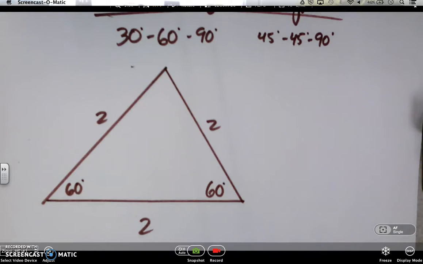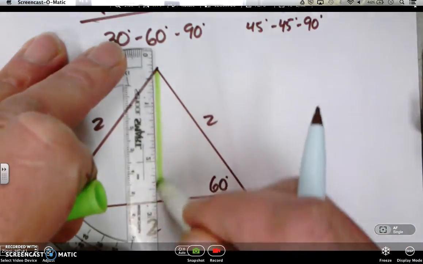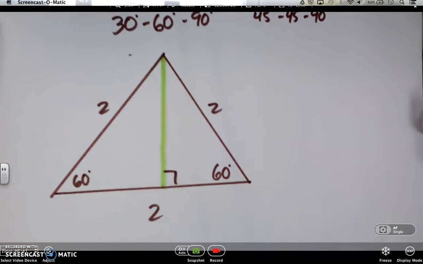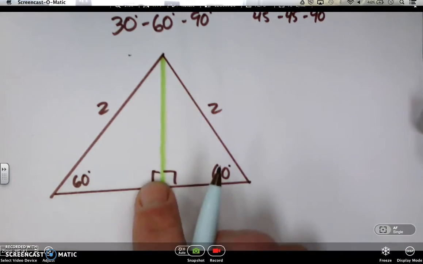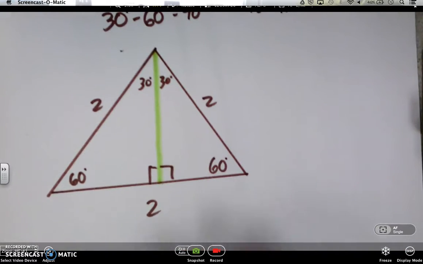Now what we're going to do with this triangle, though, is going to be special. We're going to divide it into 2 parts. We're going to do that by going right down the middle with a 90-degree angle. What it turns out is if you went straight down the middle and made it 90, this would be a 90. And if you look at these 60, 90, the only possibility is for each of these to be 30.